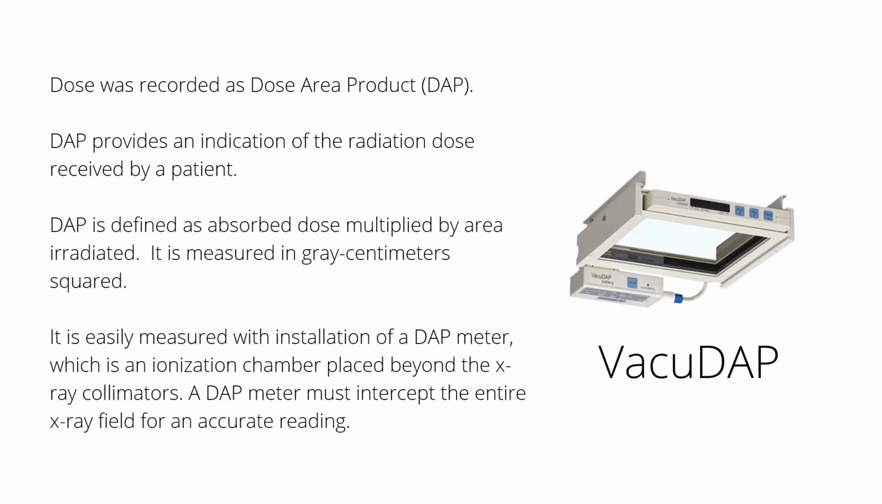So the dose value that was recorded is something called the dose area product, or the DAP. DAP provides an indication of the radiation dose received by a patient. DAP is defined as the absorbed dose multiplied by the area irradiated, and it's measured in gray centimeters squared. The image on the side here is called a vacuum DAP, one of the options on the market. This device can be attached to your collimator box. When this is installed on your system, DAP can be easily measured by this meter. Essentially it's an ionization chamber that's placed beyond the X-ray collimators, and it must intercept the entire X-ray field for an accurate reading.